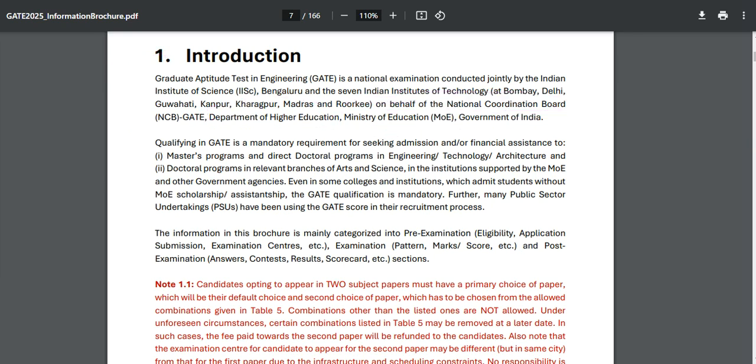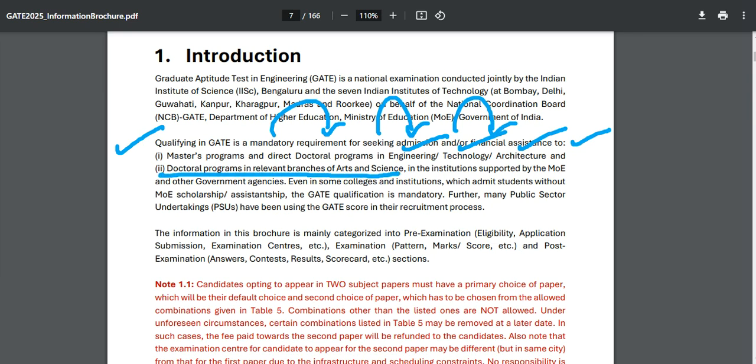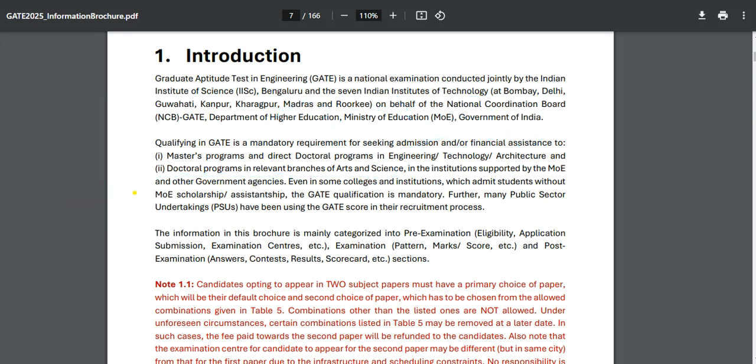Now they have given that qualifying in GATE is a mandatory requirement for seeking admission or financial assistance to engineering, technology, architecture, and doctoral programs in relevant branches, which is useful for you. Because you might be looking for some PhD, or a scholarship or assistantship, the GATE qualification is mandatory. As well, many public sector undertakings have been using the GATE score.